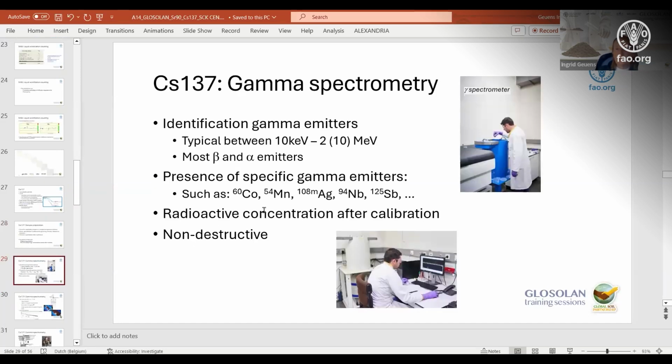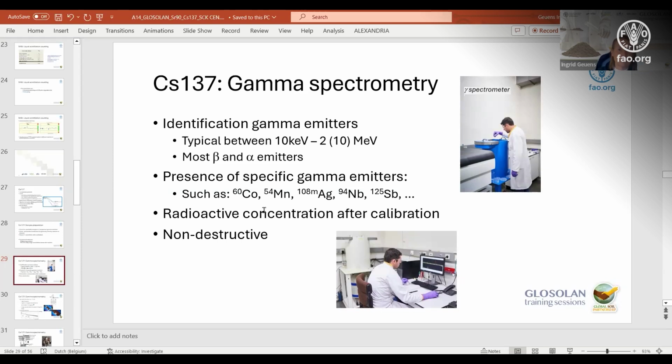So we use gamma spectrometry, a gamma spectrometer, as you can see on the picture. The biggest part of that gamma spectrometer is in fact the lead castle, because the gamma spectrometer is completely surrounded by a lead castle so that the gamma rays are not coming out of your detection system.